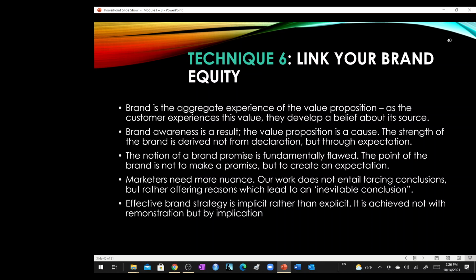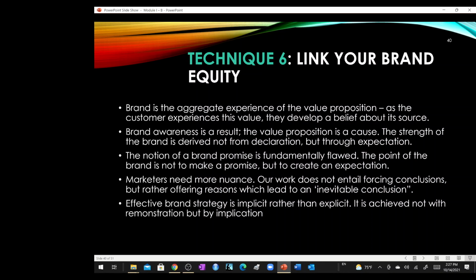The notion of a brand promise is fundamentally flawed. The point of the brand is not to make a promise, but to create an expectation. This is very important. I don't want to see somebody saying, we promise you the best. It's not about a promise. It's about setting up expectations, and setting them up right. Marketers need more nouns. Our work does not entail forcing conclusions, but rather offering reasons which lead to an inevitable conclusion. All right?